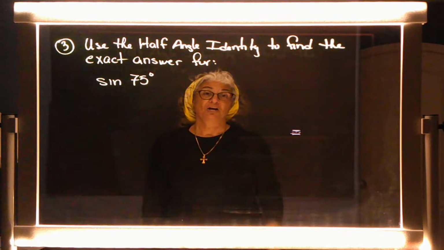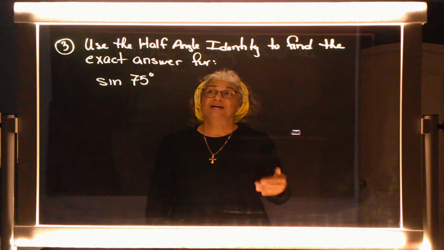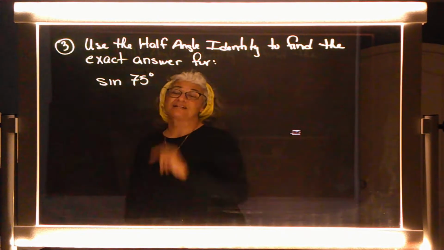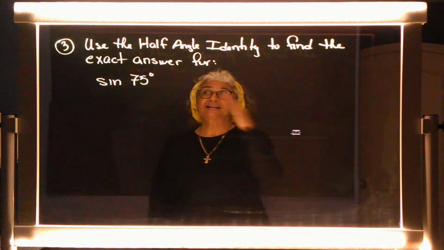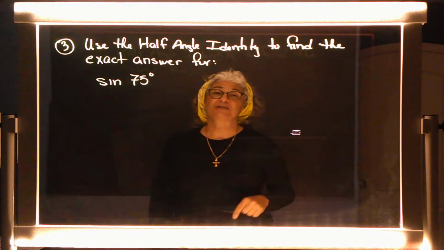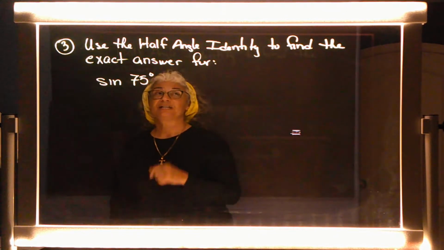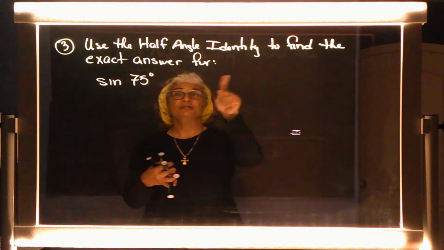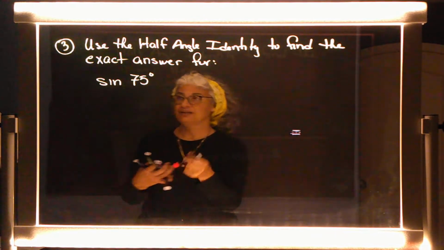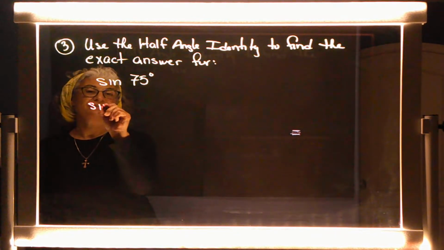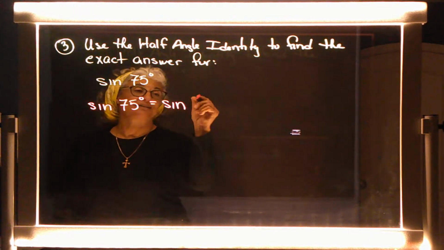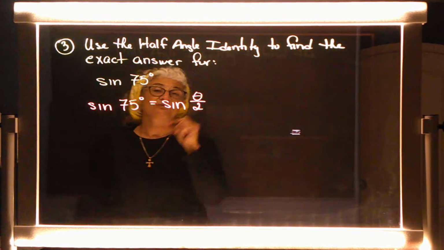Got another. Okay, so let's look at this next problem. They're asking us to use the half angle identity to find the exact value for the sine of 75 degrees. The exact value, once again, the exact answer means no calculator, so stay off of it. So here's what they're telling me. If they want me to use the half angle identity to find this, then they're telling me that the sine of 75 degrees must be equal to the sine of the half angle, right?